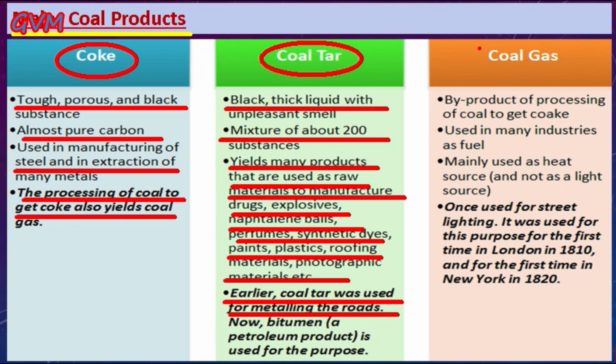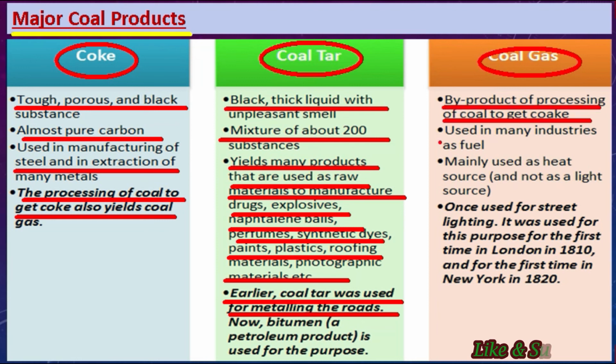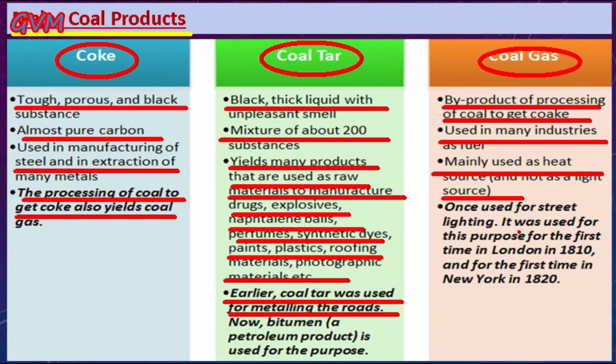The next coal product is coal gas. Now students, as I said, when the coal is processed further, it gives coke and also yields coal gas. So this coal gas is a byproduct of the processed coal. And students, this coal gas is used in many industries as a fuel to run heavy machineries, and it is only used as a heat source, not as a source of light. But once it was used for street lighting in London in 1810 and for the first time in New York in 1820.